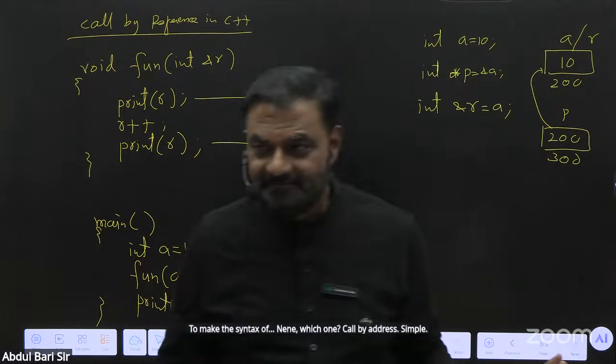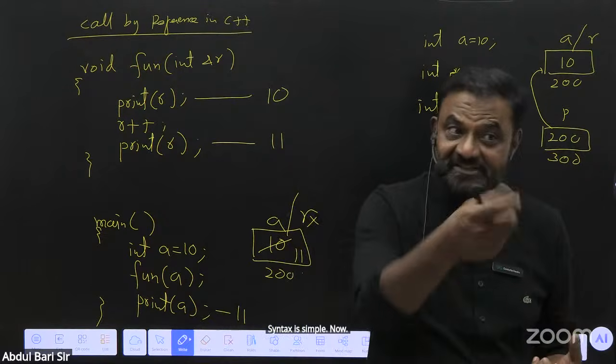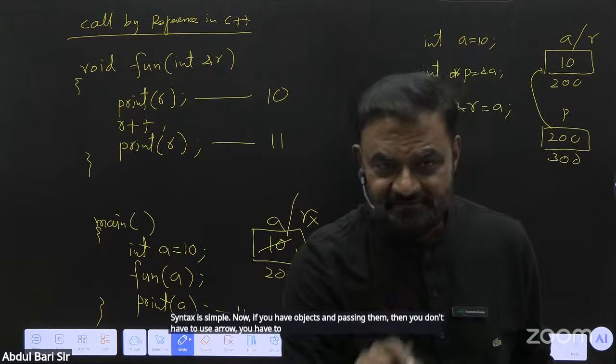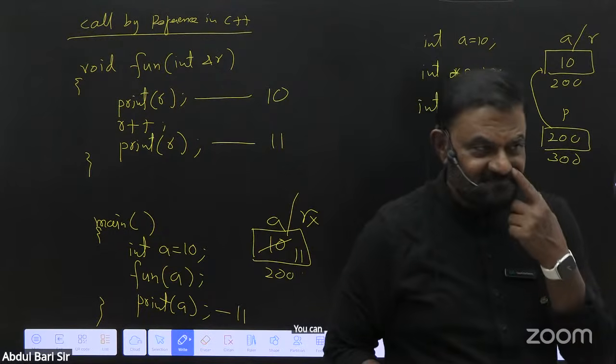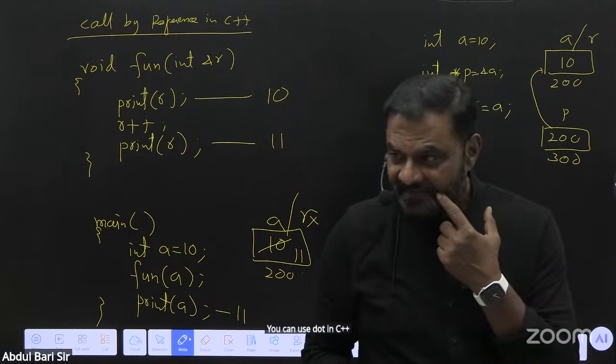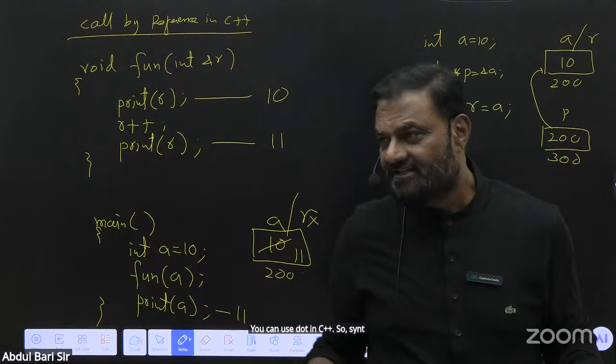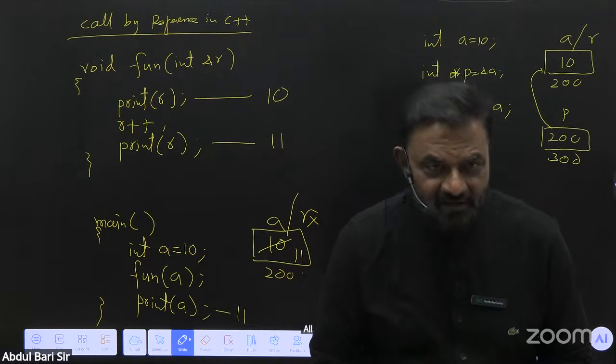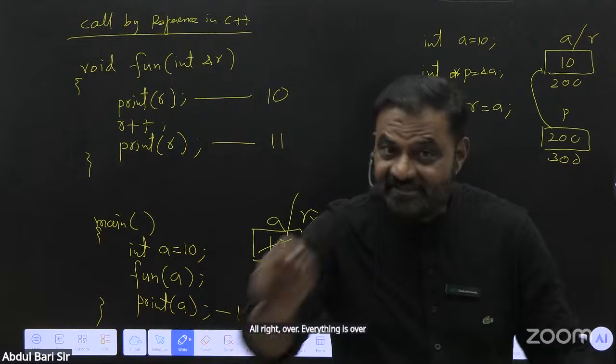Syntax is simple. Now, if you have objects and are passing them, then you don't have to use the arrow, you have to use the dot. You can use the dot in C++. So syntactically, everything becomes simple and easy. All right, over, everything is over. So syntax is very important.